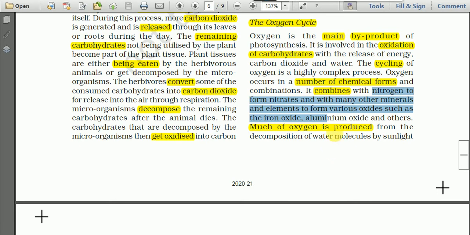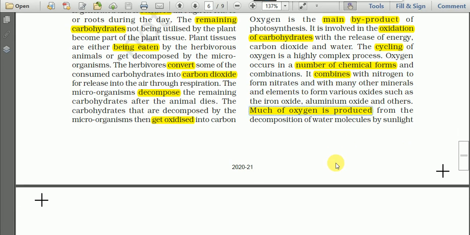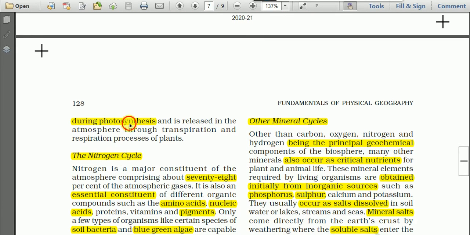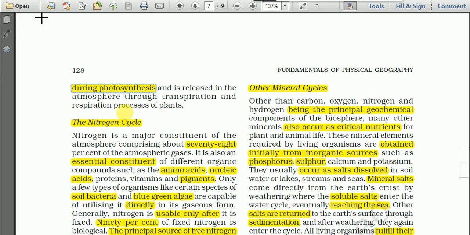And much of the oxygen is produced from the decomposition of water molecules by sunlight in the photosynthesis process, and is released into the atmosphere through the transpiration and the respiration process of the plants. About this we have already learned. In photosynthesis, with the help of sunlight, plants use carbon dioxide and release oxygen through transpiration and respiration.